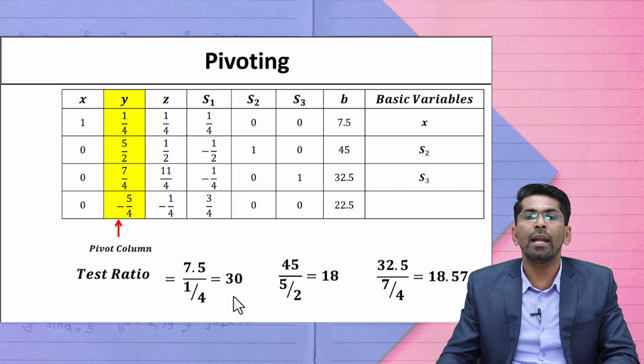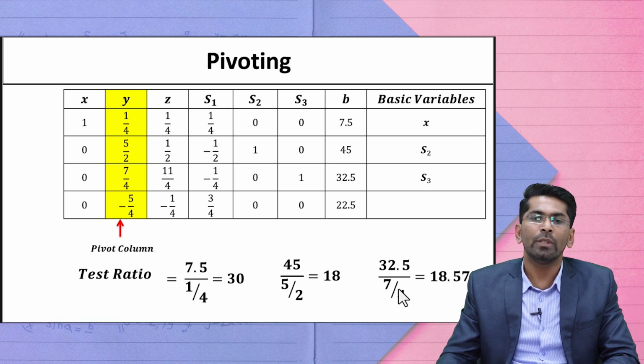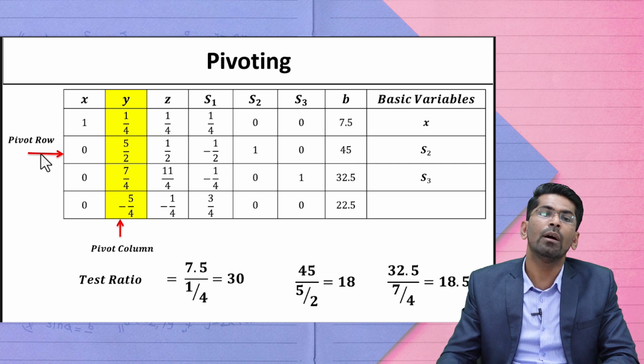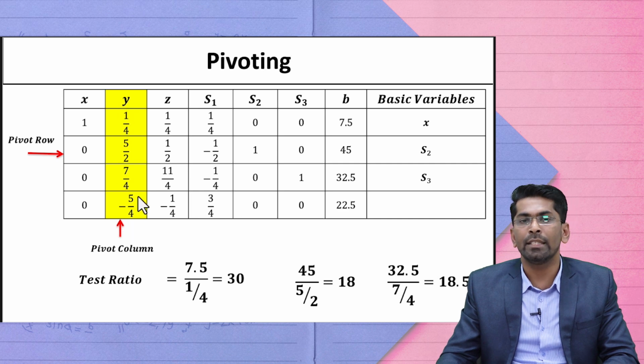Then the departing variable corresponds to the smallest non-negative ratio in the column, that is the pivot row. So here it is 18, which is considered as the smallest non-negative value. See, in our test ratio, the smallest non-negative value is 18. That is corresponding to the second row. So we can say that the second row will be considered as the pivot row, and here S2 will be considered as the departing variable, and the pivot column, that is Y, will be considered as the entering variable.